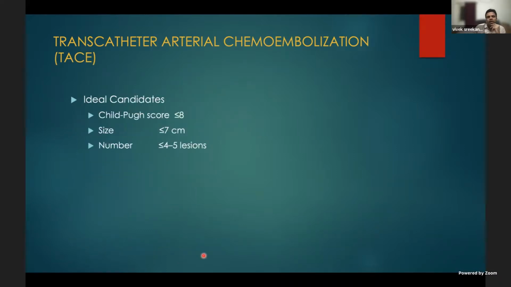And these are the ideal candidates. When we choose the candidates, the Child-Pugh score is less than B8. Less than B8 is the ideal candidate for TACE, and the size has to be less than 7 centimeters. If a single lesion is there, less than 7 centimeters, we can take it for TACE.